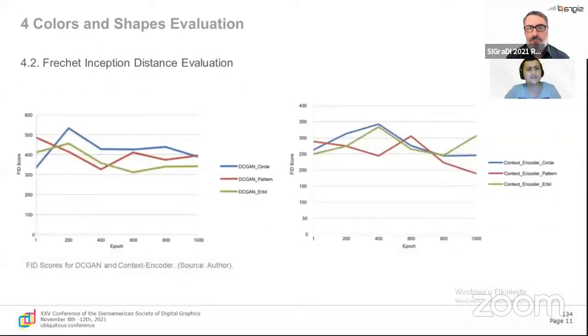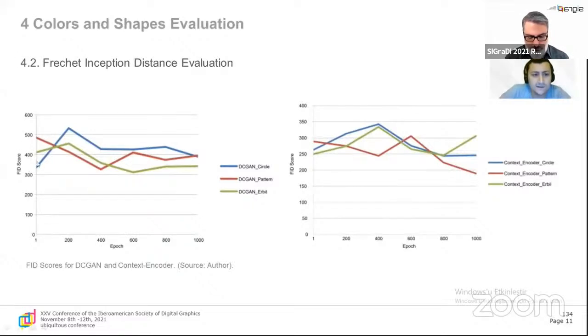When it comes to the Fréchet inception distance evaluation, we have described it according to the approach. We can see how the Fréchet inception distances are changing, but merely looking at these graphs, we cannot say anything, because, as you can see, one of them has the lowest FID score, so we can say that according to these graphs, this GAN is the most successful one, but it is not enough for us. For this one, the pattern data set is the most successful one.